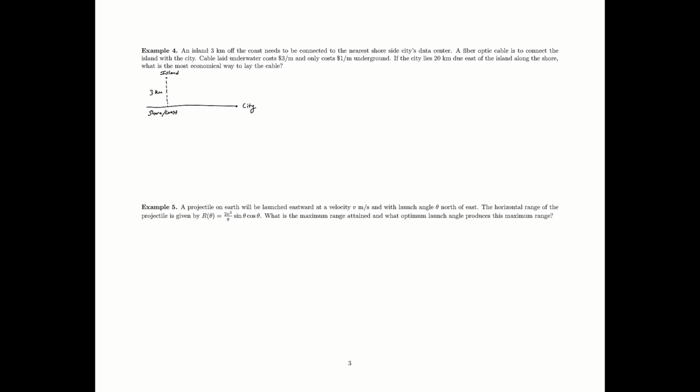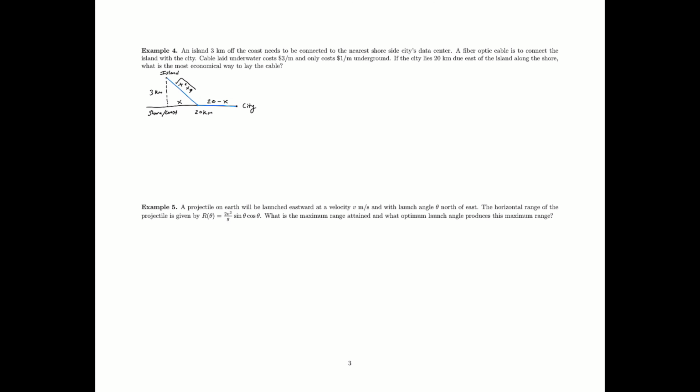So let's just say that we go x kilometers inland to our attachment point, and then we'll run the cable underground the rest of the way to the city. So that means this amount of distance is the square root of x squared plus 9, and this distance, if the city lies 20 kilometers due east from the island, then this would be 20 minus x.